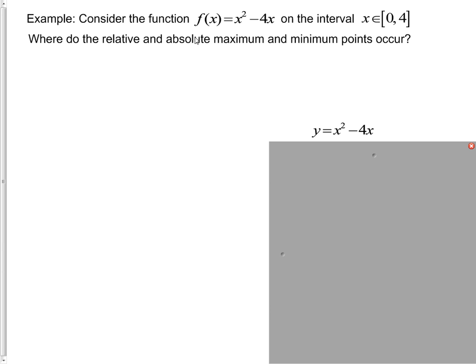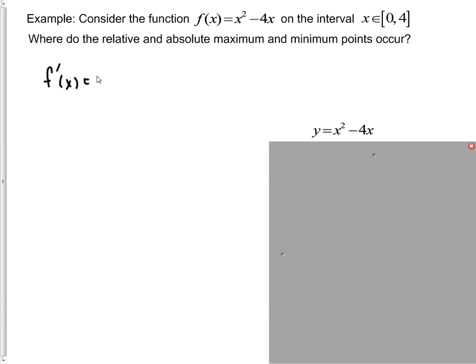So let's do another one right here. Let's consider this function x squared minus 4x on the interval from 0 to 4. Where do the relative maximums and minimums occur? Well, one of the things that we should do, putting all of this in context, is that f prime of x needs to be found. We need to find the derivative. And I'll explain why here in a minute.